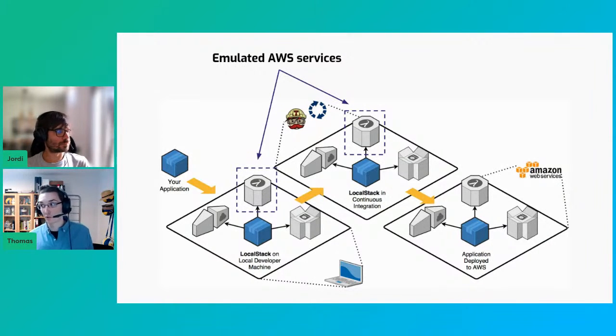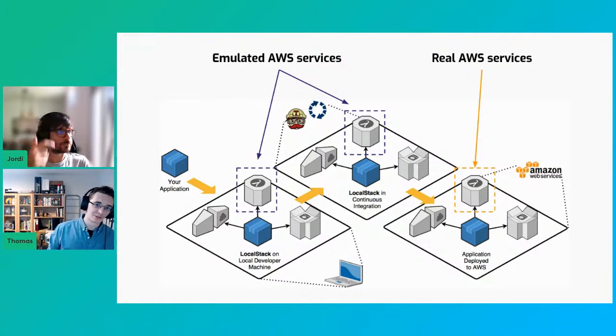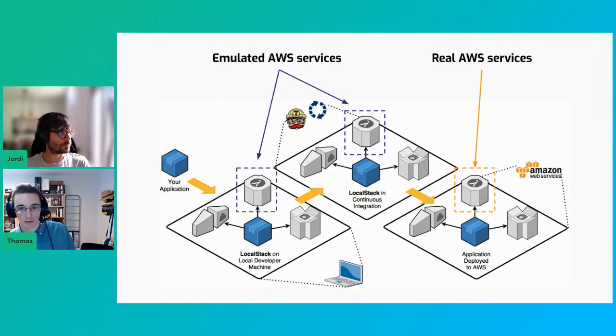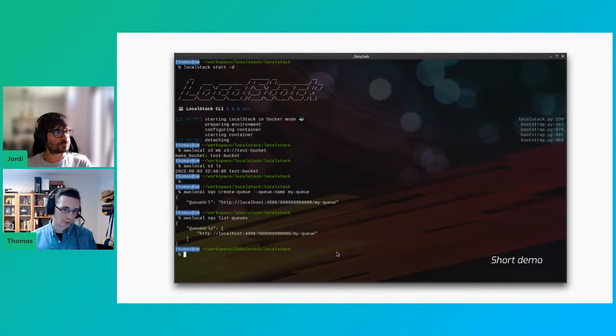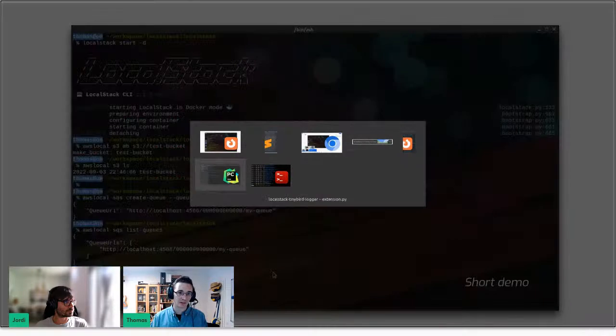And LocalStack is also useful for test automation. You could spin up LocalStack in your CI environment and just run your test suite. That really gives you the confidence that you can later deploy your application to the real cloud, where our emulated services are then substituted by the real AWS services. And I'm just going to give you a quick demo of LocalStack and basically how easy it is to use.